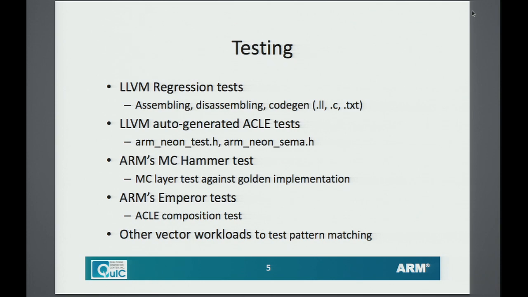And in addition to the LLVM regression test, we also have a couple of other tests. We have the auto-generated ACLE unit test to check the correctness of the binary generated mapping to the individual intrinsic functions. We also use the MC hammer to compare with GCC. We also have a special Emperor test, which checks the semantic correctness by using randomly generated ACLE composition C tests. And we also want to introduce more workloads to verify the correctness of the pattern matching.